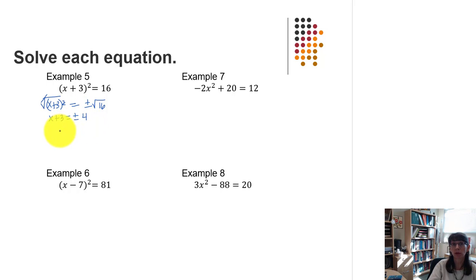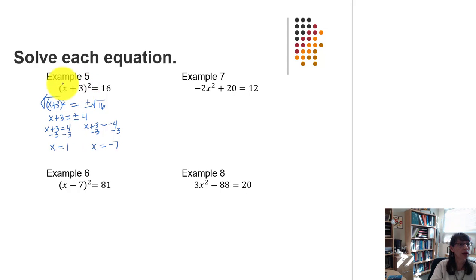Now we set up two separate equations to solve, and we should end up with two answers. First, we'll have x plus 3 equal to positive 4, and then x plus 3 equal to negative 4. Using the properties of equality, I must subtract 3 from each side of this equation to get x equals 1. In the other equation, I'm subtracting 3 from each side again, and here x would equal negative 7. You can substitute these values back into the original equation to make sure they work.